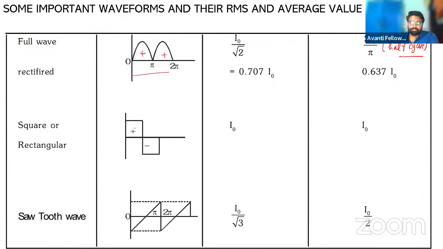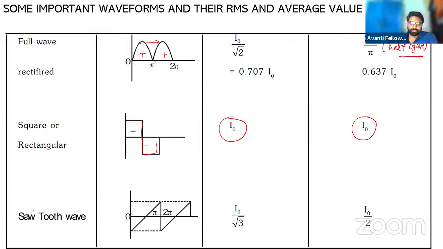Square and rectangular form. This type of form is also alternating current, but this current is not alternating, because the other side is not getting negative, only positive current we are having. This is a kind of alternating current because one half is positive, one half is negative. So for this, the RMS value is I naught and the average value is also I naught.